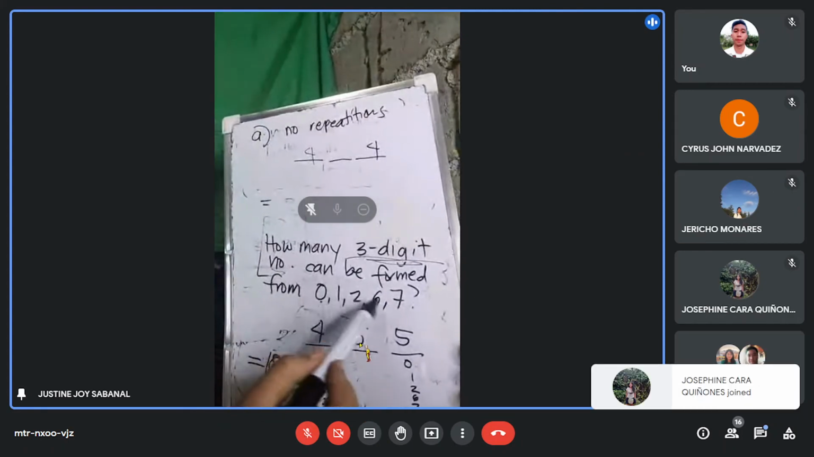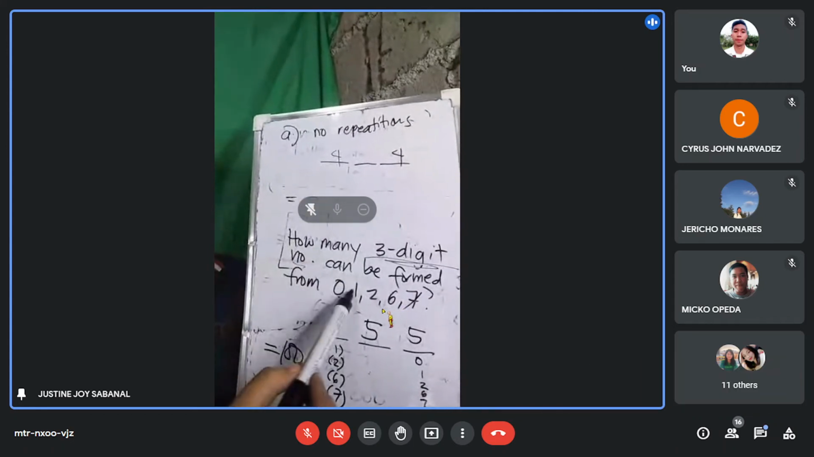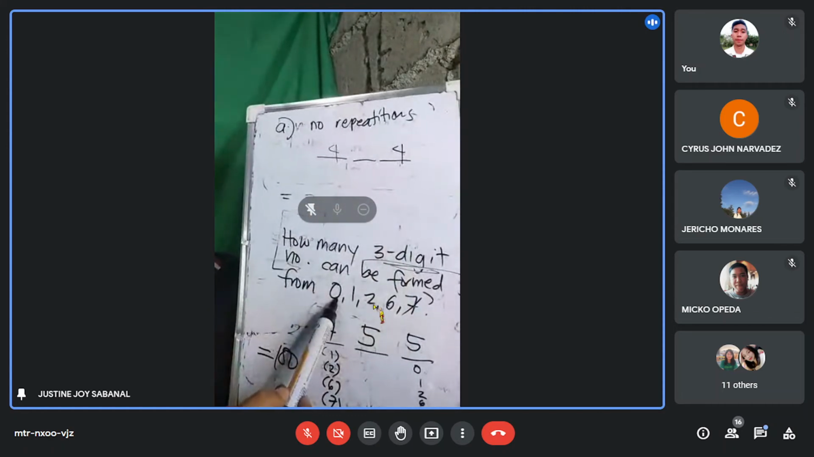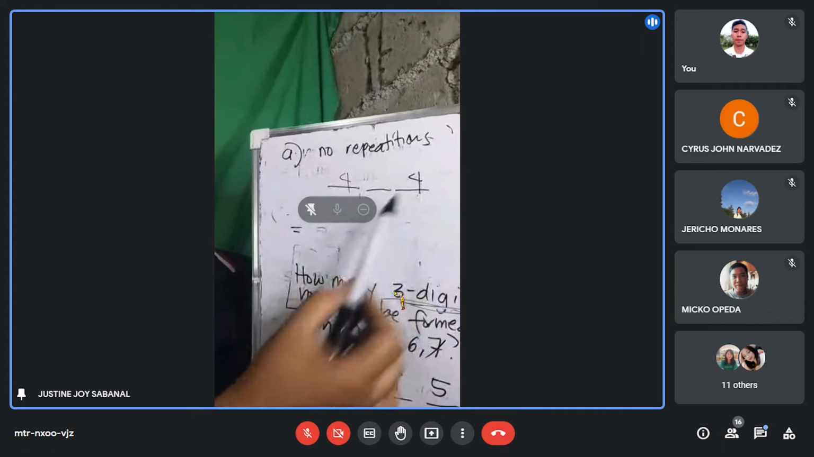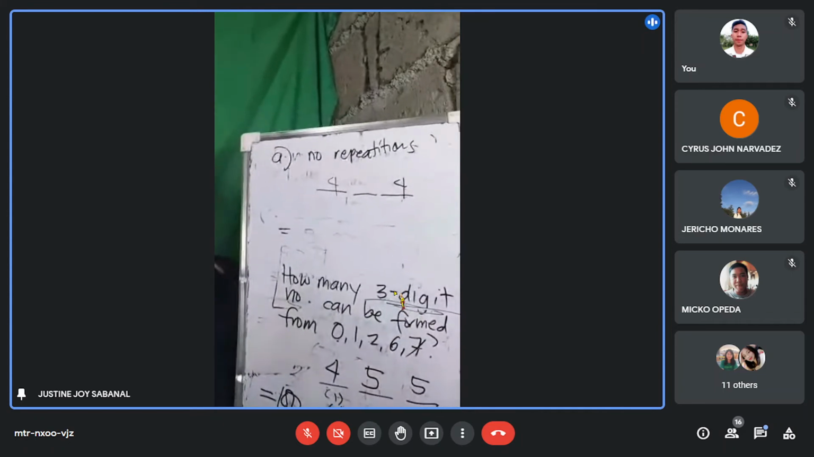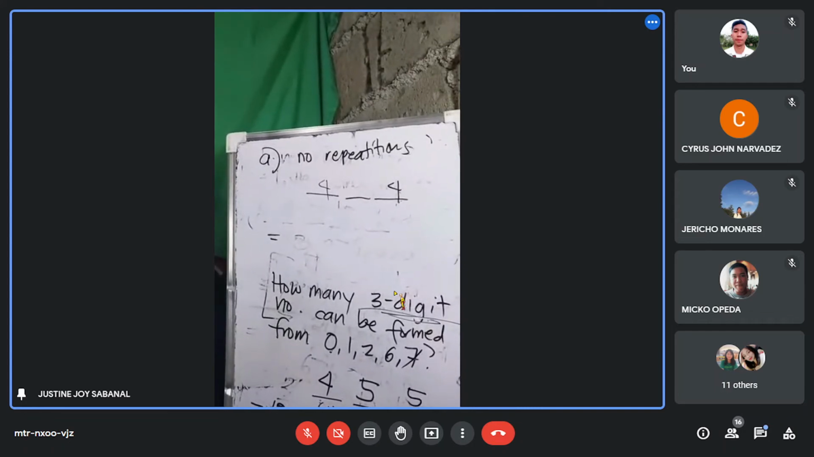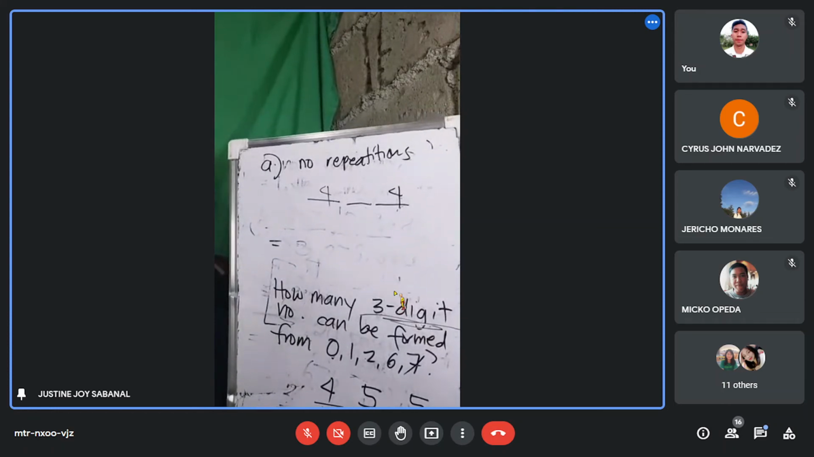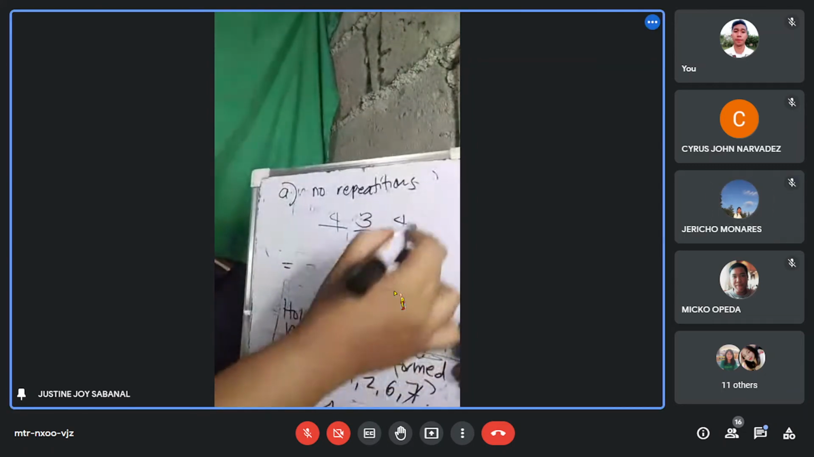Kasi kunwari, ginamit natin yung 7 dun sa ones digit. So, ang option mo na lang natira, 1, 2, 6. So, sa ones digit, pwede naman yung 0. Kaya 4 na value. So, dun sa gitna, dalawang number yung na-specify mo. Ilan na lang yung option dun sa middle? Tatlo po. So, that is just 3.